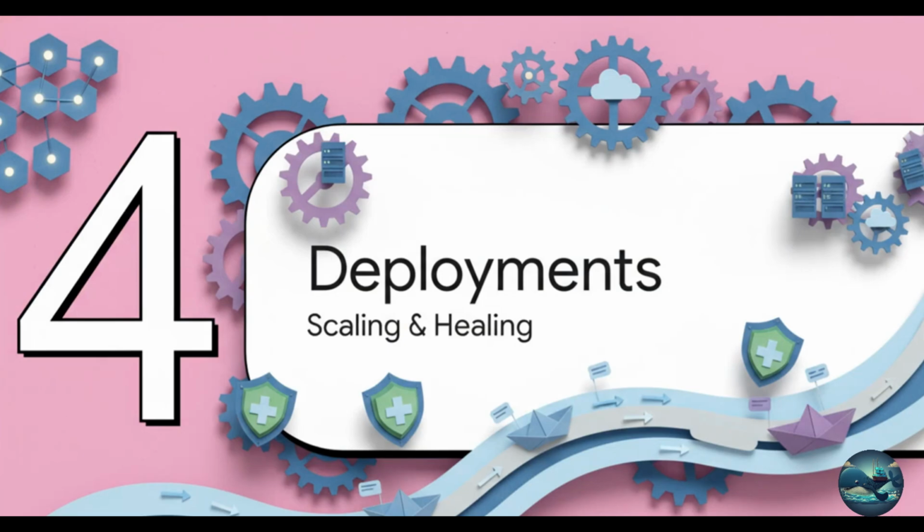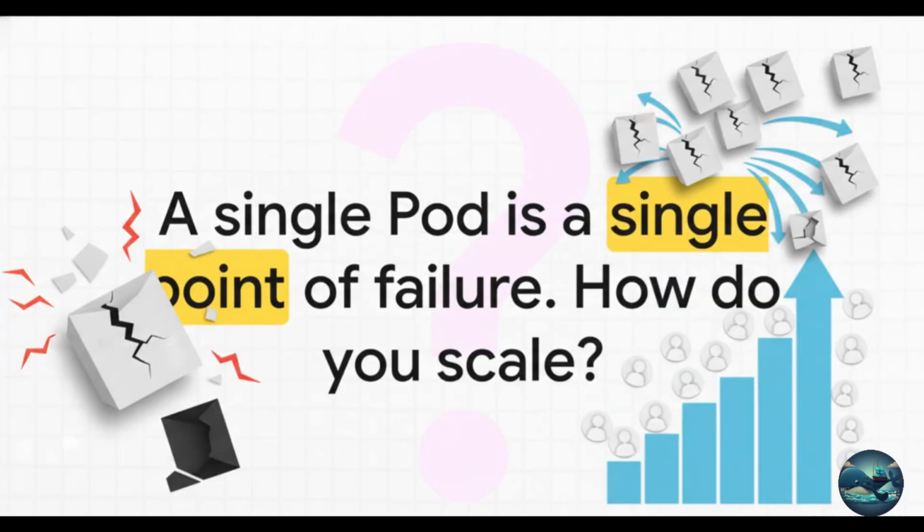We've got our app running, and all the parts can talk to each other. That's huge. Now, let's talk about making it truly robust and ready for the real world with deployments. Think about it. A single pod is a massive risk. It's a single point of failure. If that one pod goes down for any reason, your app is completely offline.